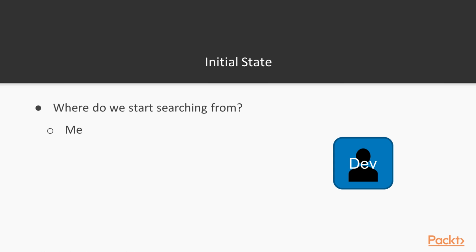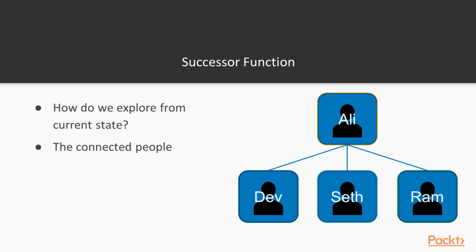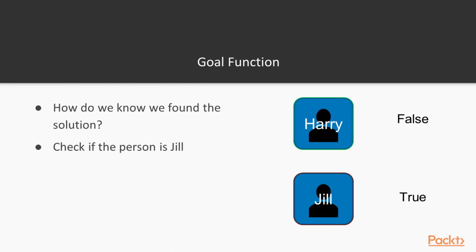To find initial state, we ask ourselves the question, where do we start searching from? In this application, we start searching from my profile. To find the successor function, we ask ourselves, how do we explore from the current state? In this application, this function should return the people connected to the person in consideration. So, for Ali, it should return all his colleagues. And to find the goal function, we ask the question, how do we know we found the solution?